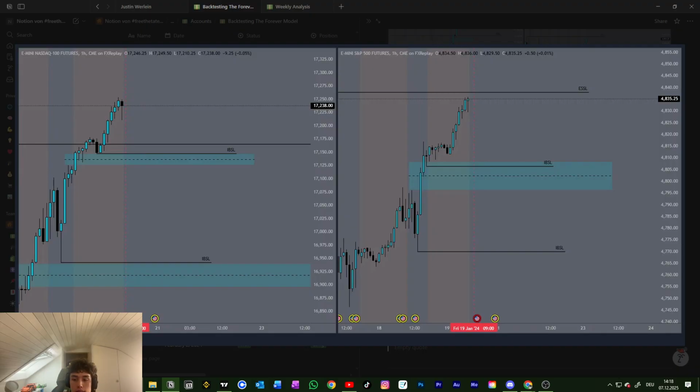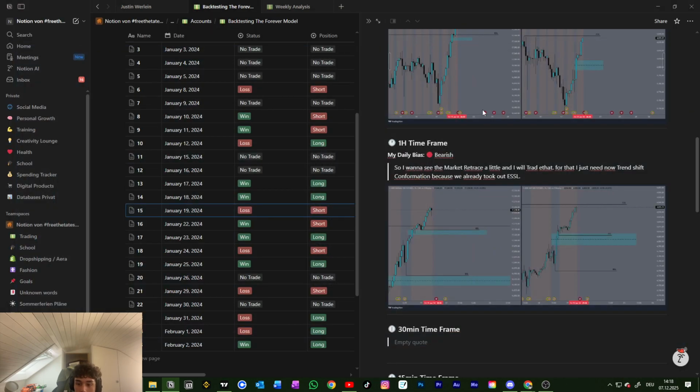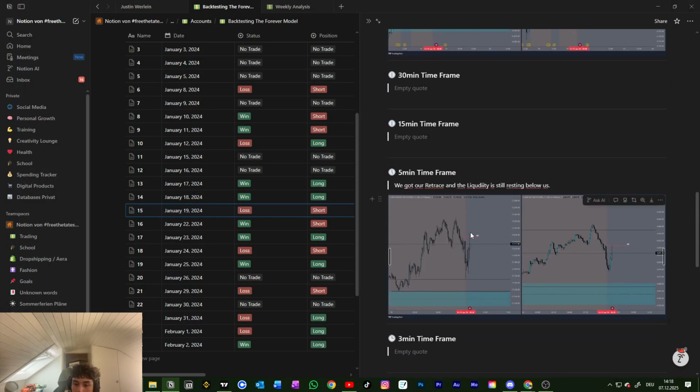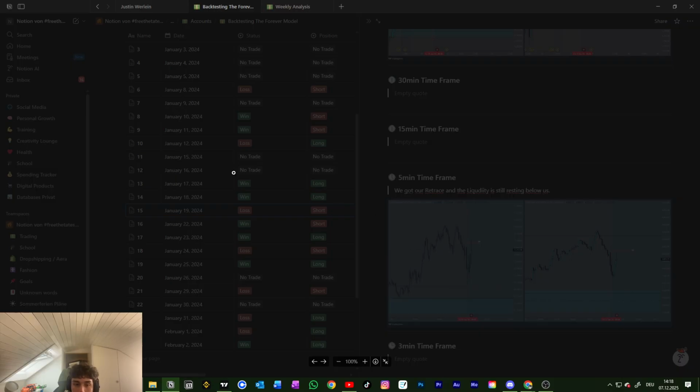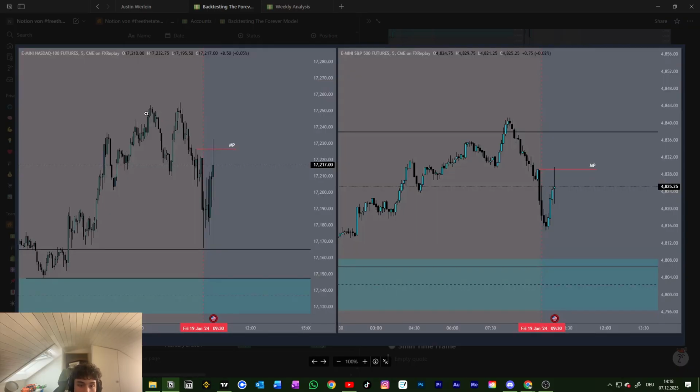It's wrong. Okay. So we already made the consolidation phase and the distribution. We didn't manipulate, which is bad, but it also shows me that this move up isn't really a healthy move. So what did we do here? Up here, manipulation, consolidation, manipulation, down, change in the state, tapped the change in the state, rejected it.